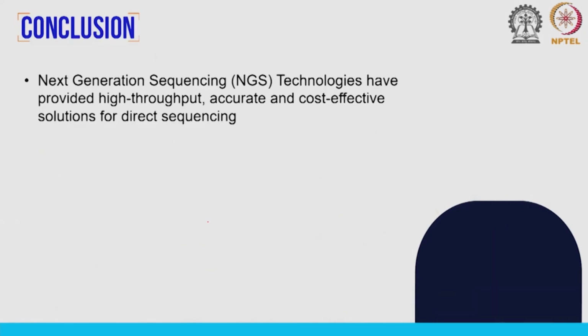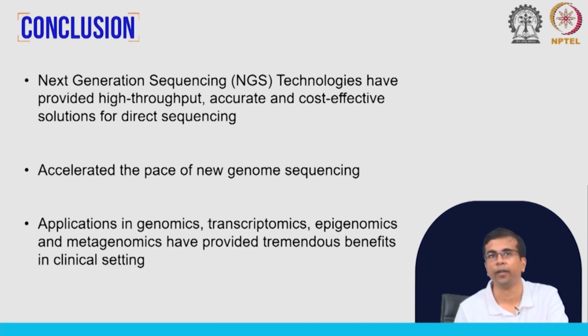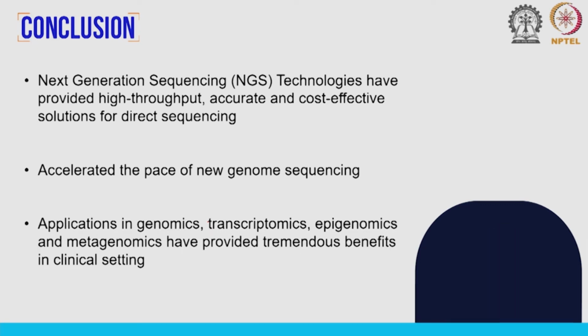To conclude, next generation sequencing technologies have provided really high throughput, accurate and cost effective solutions for direct sequencing. We have seen that they have accelerated the pace of new genome sequencing to a great degree, and finally, we have talked about the applications across diverse fields and how they have provided tremendous benefits in clinical settings.